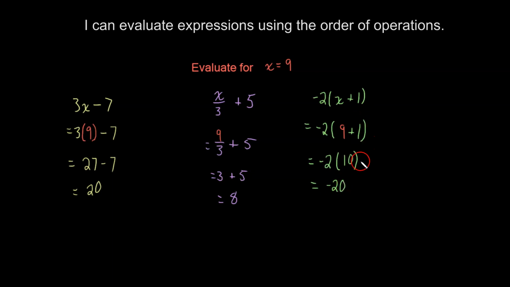So that is how I would evaluate that expression of negative 2 times the quantity x plus 1 for x equals 9. So those are a few different examples. I hope after watching this video and getting in a little bit of practice, you can say I can evaluate expressions using the order of operations.